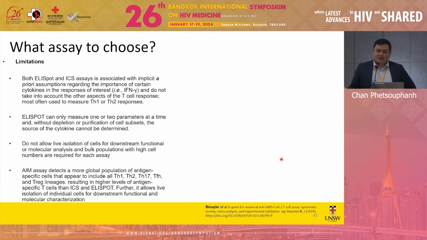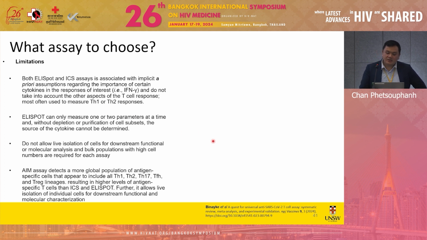And so what assays should you choose? I think then we have to look at the limitations, because both ELISpot and ICS assays are associated with implicit a priori assumptions about how important interferon gamma is. And I think that now we know it's a very heterogeneous population of cells, so we can't just focus on one cytokine. It doesn't take into account the other cell responses, and most often only measures Th1 and Th2 responses.